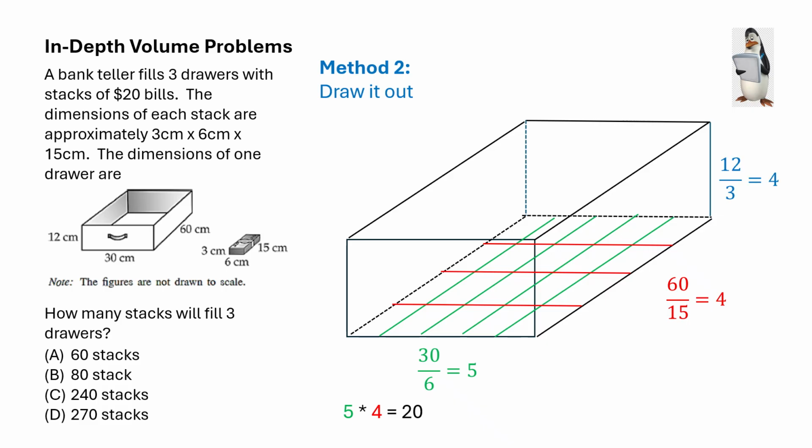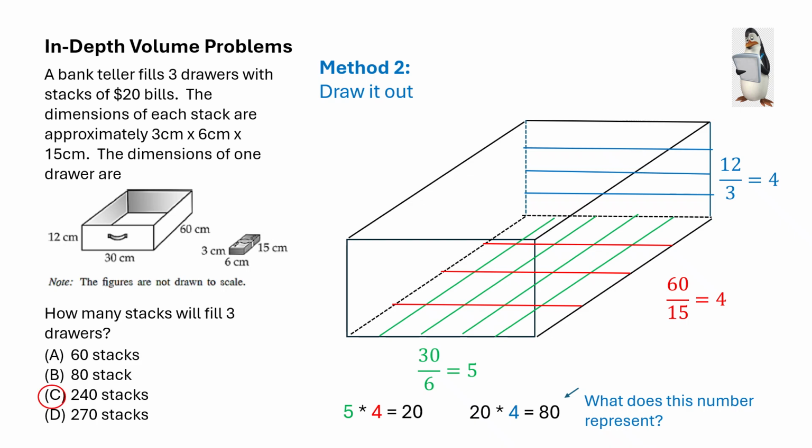Let's take that 12 and divide it by 3, which is how high the drawer and the 1 stack is. So now I can divide this into 4 things. Okay, which means 20 stacks laid out flat times 4 levels is 80. But remember, we were asked to find how many stacks will fill 3 drawers. So 80 times 3 is 240. Just another option.